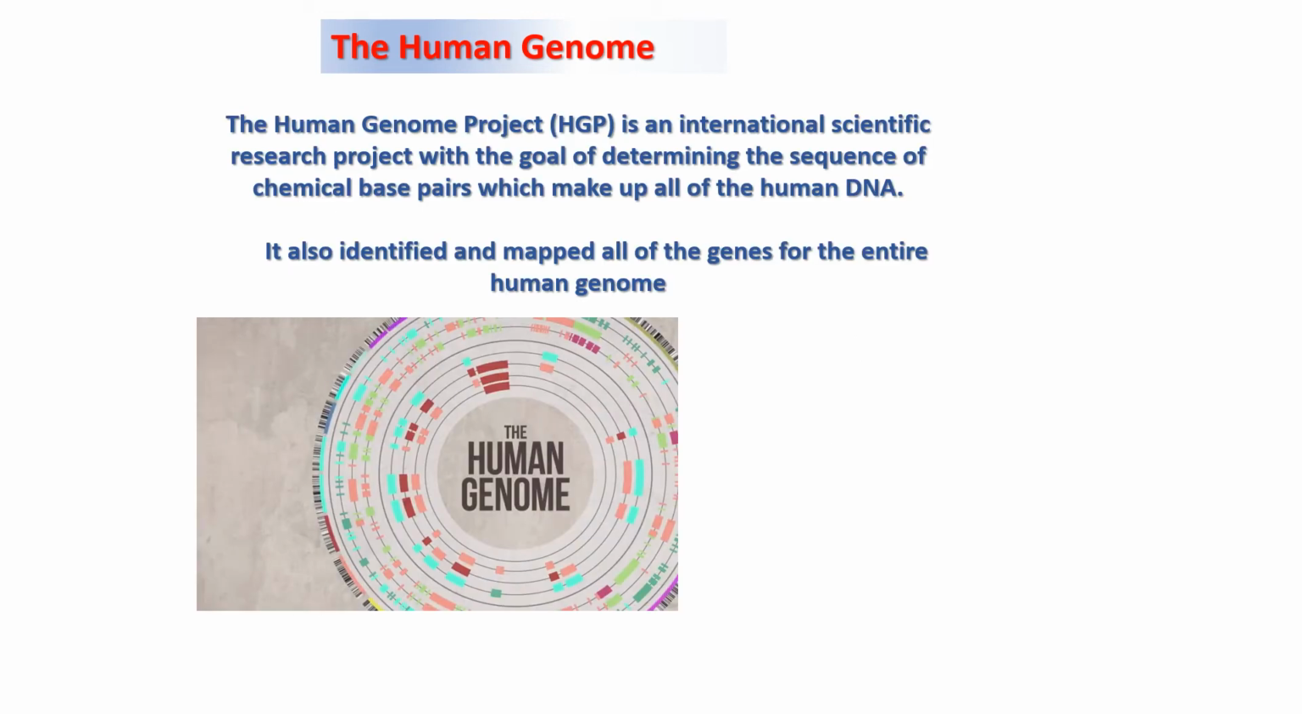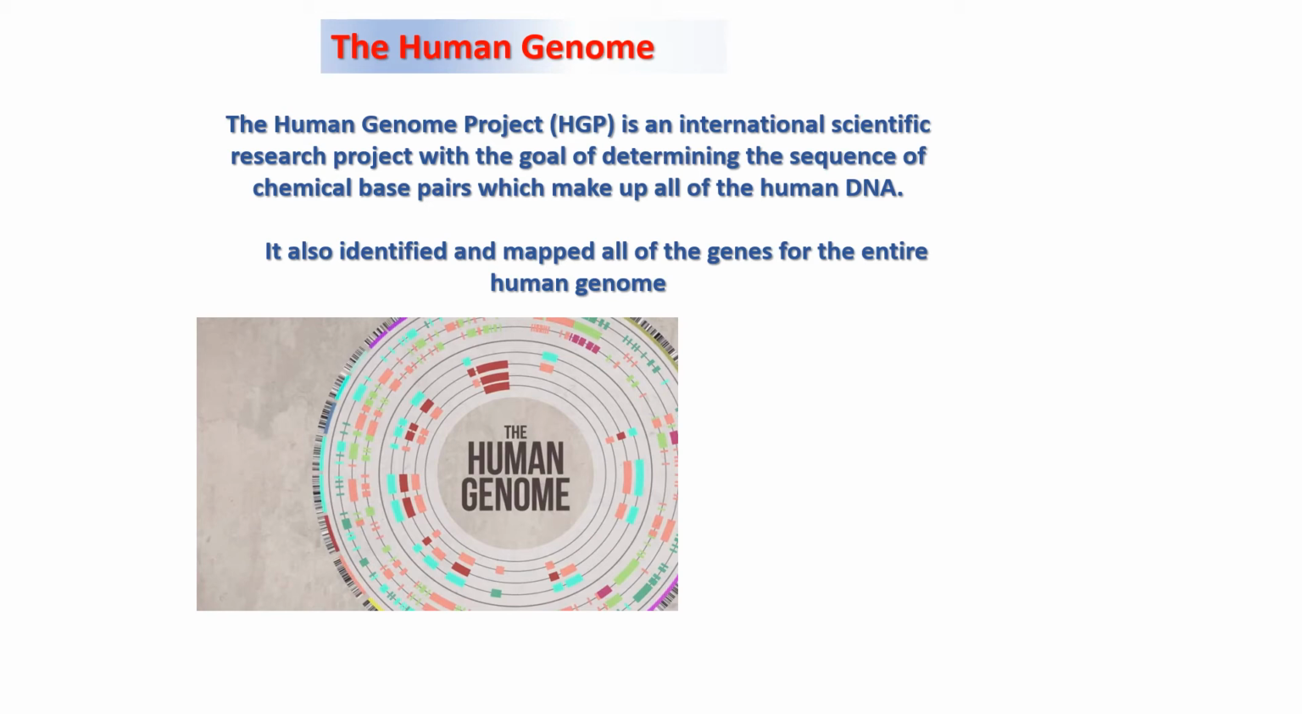The Human Genome Project, known as HGP, is an international scientific research project. The main goal of this project is to determine the sequence of chemical base pairs that make up all the human DNA. It also identified and mapped all of the genes for the entire human genome.